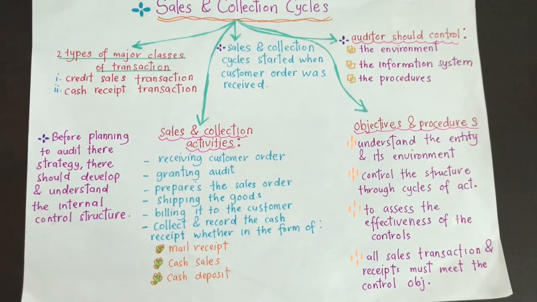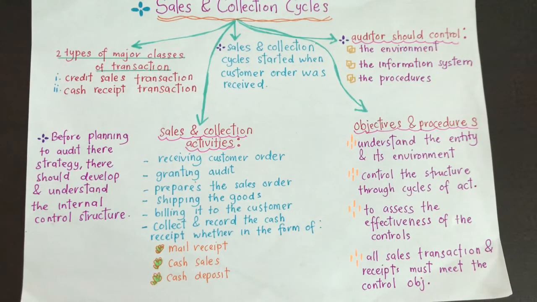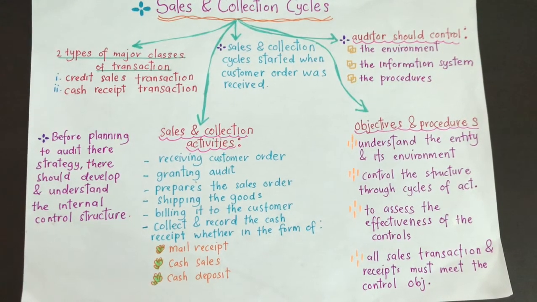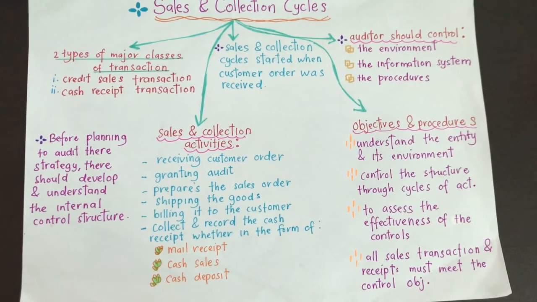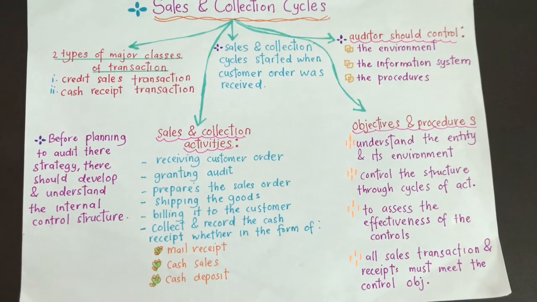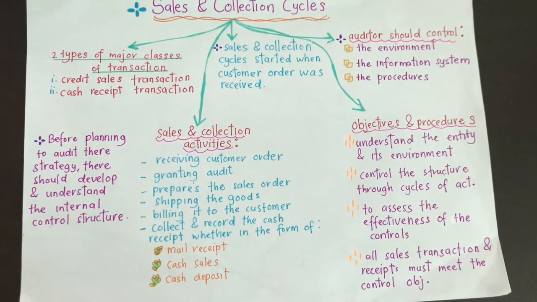There are six activities of sales and collection: receiving the customer order, granting credit, preparing the sales order, shipping the goods, billing the customer, and collecting and recording the cash receipt, whether in the form of mail receipt, cash sales, or cash deposit.